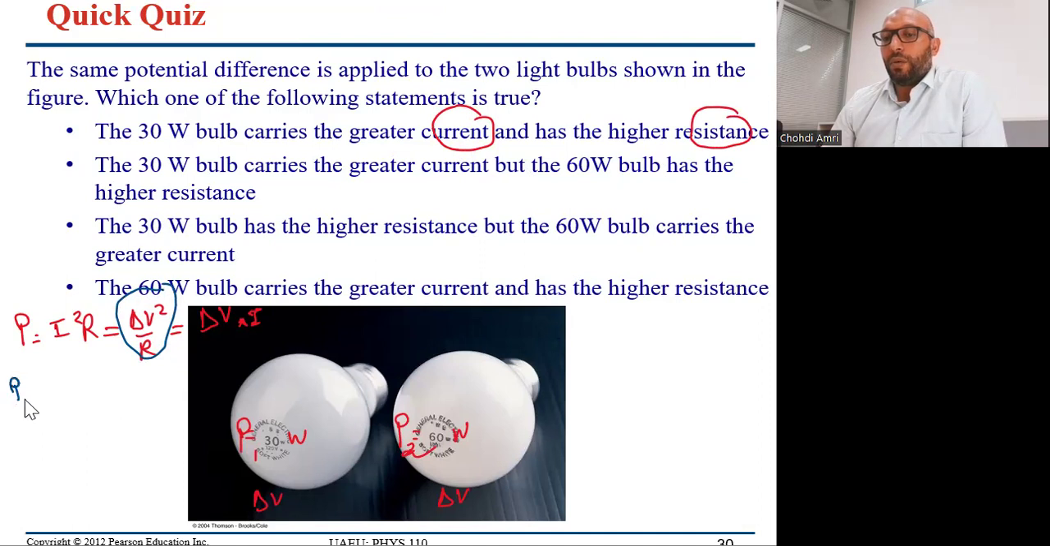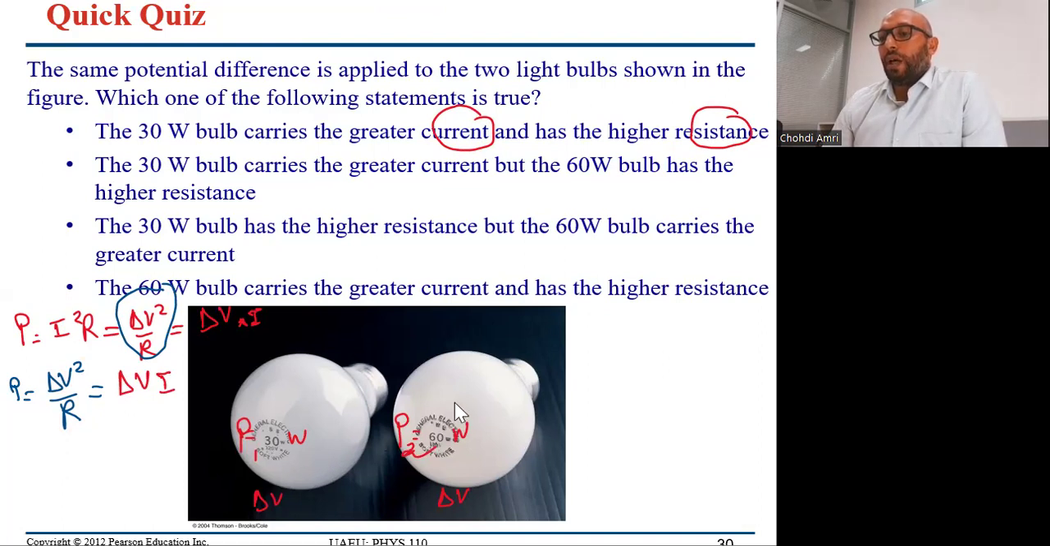So we will say that the power equals delta V squared over R, and at the same time it equals I squared R, because we also have to discuss the current. Sorry, we will discuss also the current, so we will use delta V times I. Delta V is the same, so we don't have any problem about delta V.